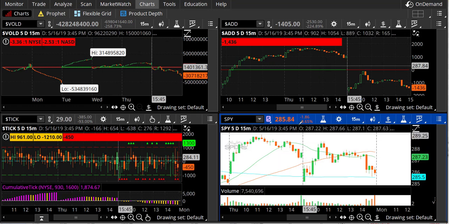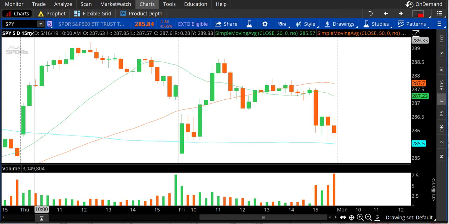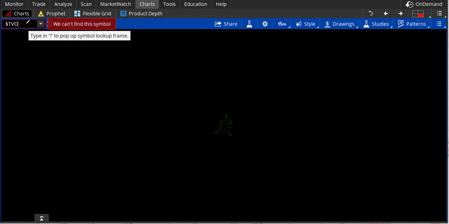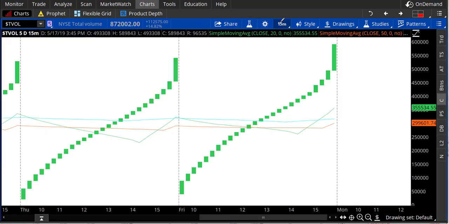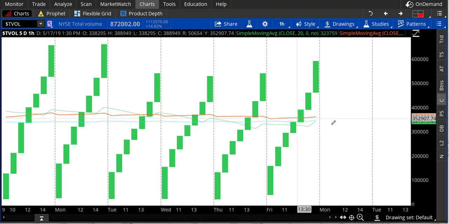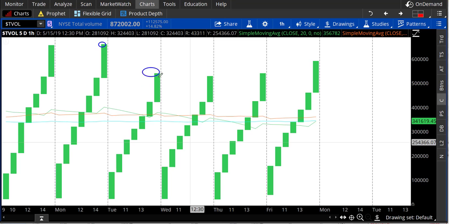Okay. Now, beyond that, let's talk about volume patterns. Remember, we know when the market went up. Let's look at T-vol, which will give us the volume on the New York Stock Exchange. Let's look at some hourlies here. Here's some hourlies. And look at the drop-off here. Here's Monday, and here's Tuesday when the market went up, and here's Wednesday when the market went up, and here's Thursday when the market went up, right?